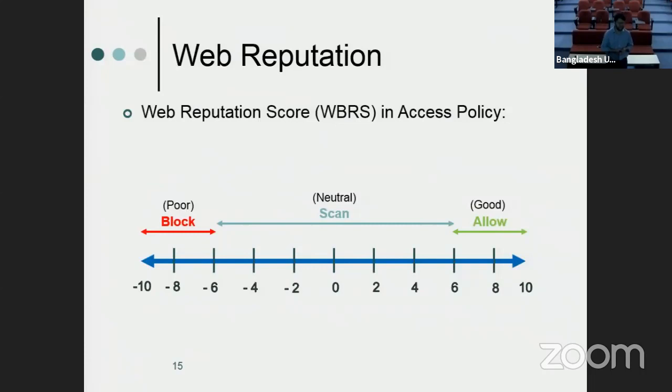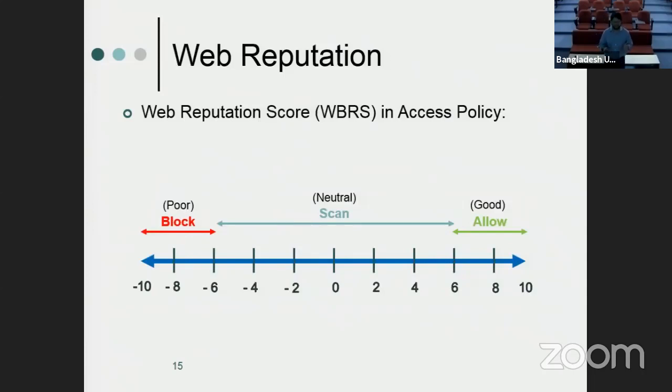What we configured is if the reputation score is below -6, it will be blocked by default. That means the data will not be passed to the users. Then if it is between -6 to +6, it will be scanned further, to see whether it has any malicious data in there. And if it is +6 to +10, then we allow it by default so that it will go through without any further scanning. So this is our configuration, but you can change it if you want to.